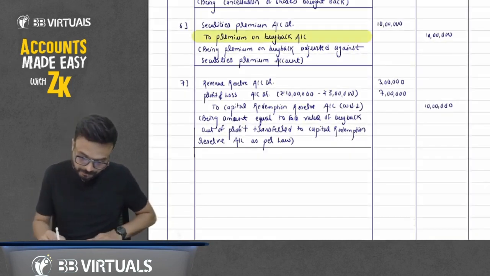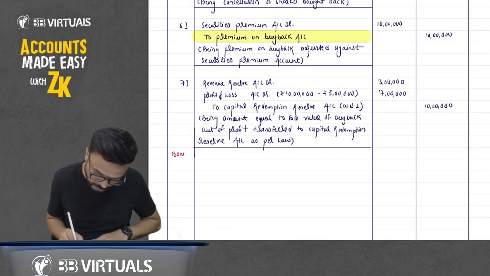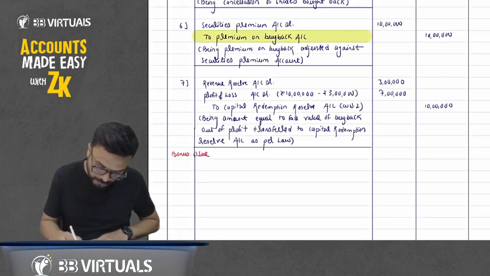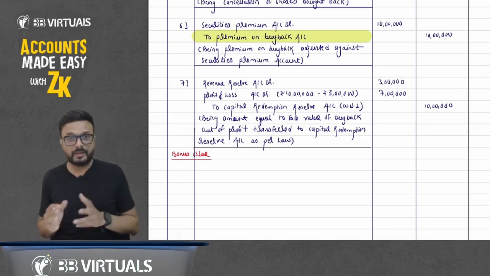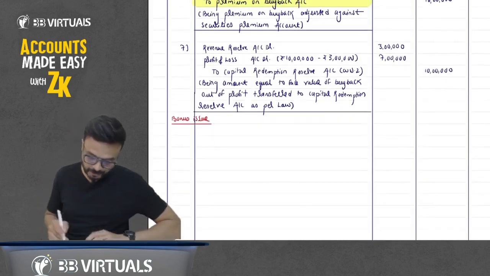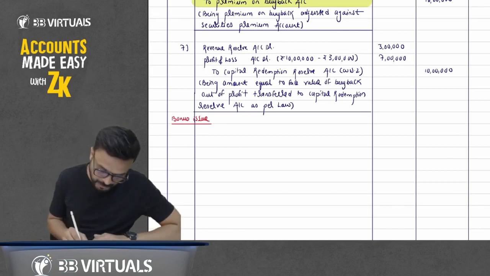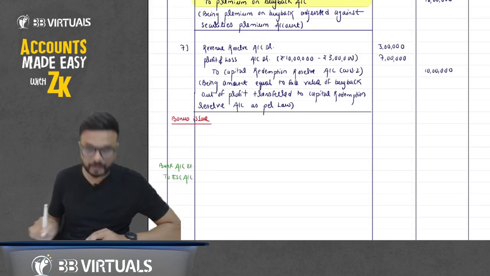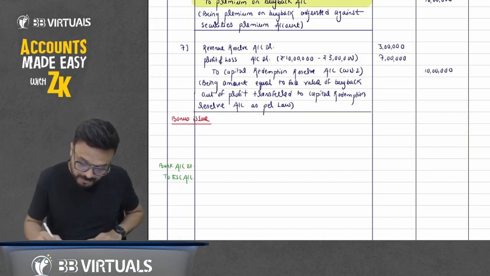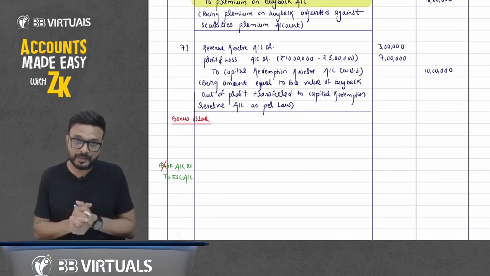So write down here. Now we are passing the entry for bonus issue. When we say I am issuing bonus shares, understand this point: we know that we issue them free of cost. So I cannot pass the entry bank account debit to equity share capital, because I am not going to receive any amount on issue of bonus shares. So which account should be debited here?